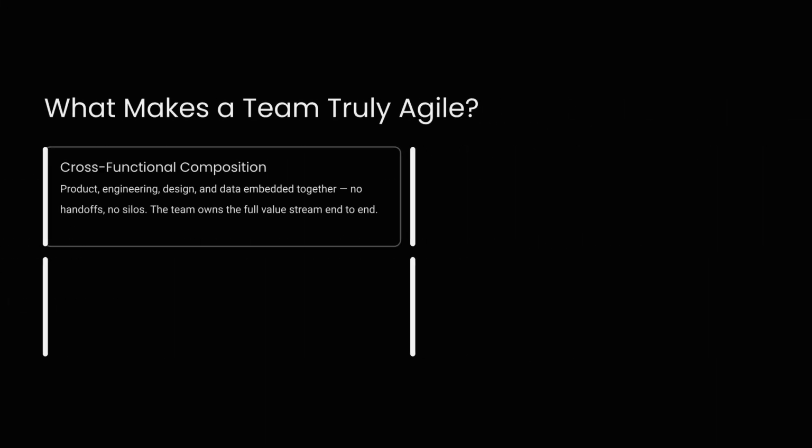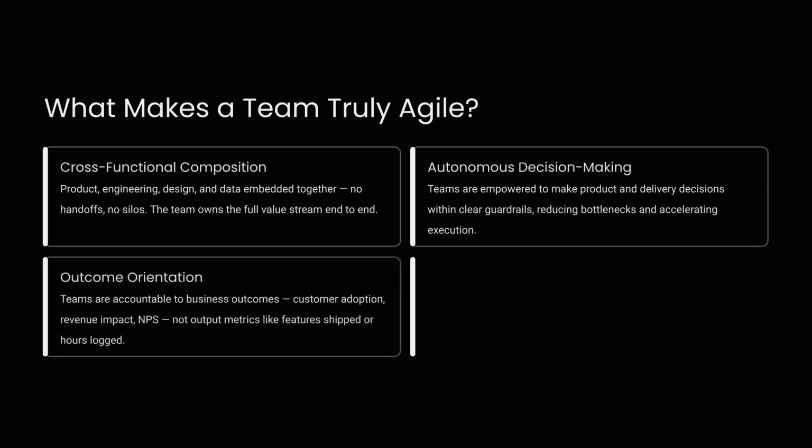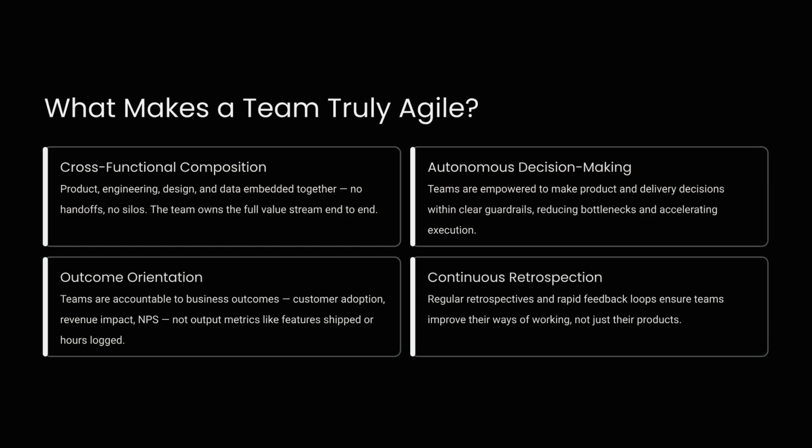Truly agile teams have cross-functional composition, owning the full value stream. They utilize autonomous decision-making within clear guardrails. They are outcome-oriented, accountable to business outcomes, and engage in continuous retrospection to improve their ways of working.